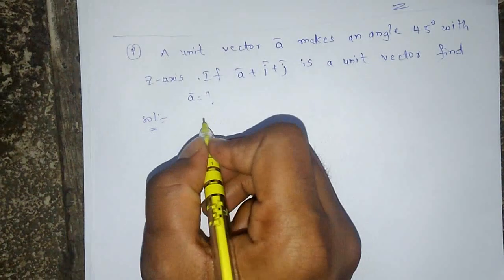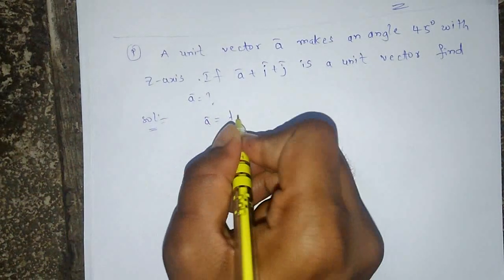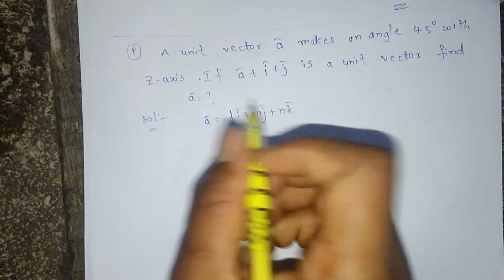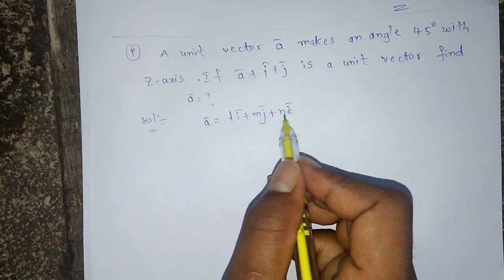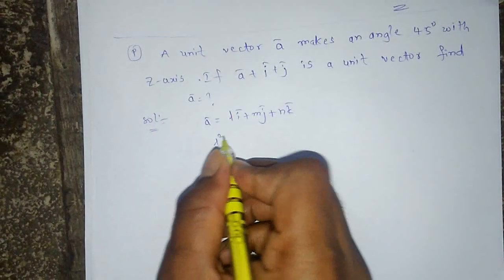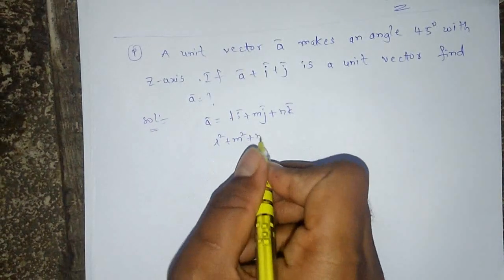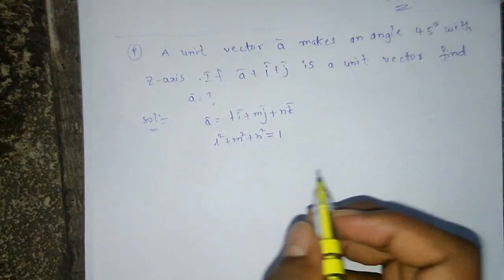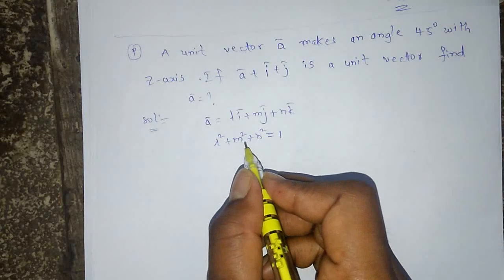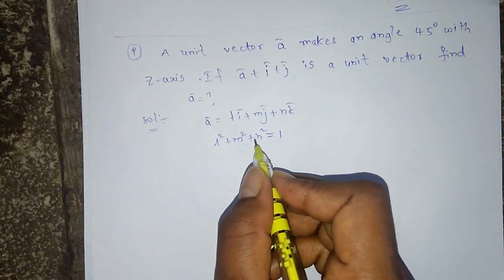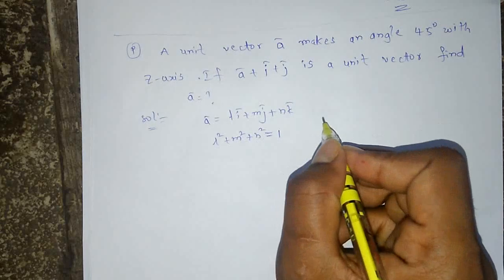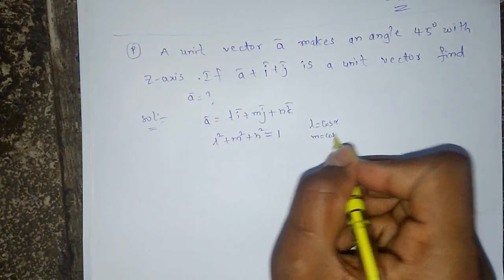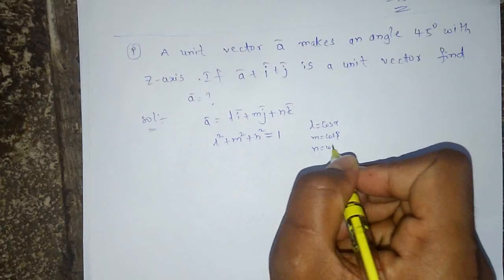So here, let us take A bar as Li bar plus Mj bar plus Nk bar. Since he mentioned unit vector, I am taking Li bar plus Mj bar plus Nk bar. Therefore L square plus M square plus N square is equal to 1, because A bar is a unit vector. These you can take as direction cosines, where L is equal to cos alpha, M is equal to cos beta, N is equal to cos gamma.